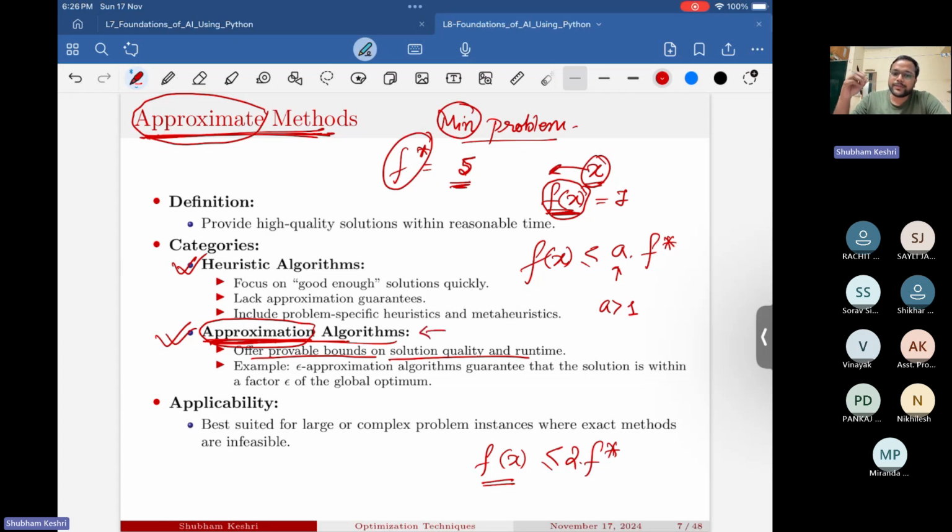This class of algorithms gives you a solution which is not guaranteed to be optimal, but there is a bound. So your solution is at worst, in the worst case, a times the optimal objective function value. Okay, so I hope what an approximation algorithm is, it is clear.